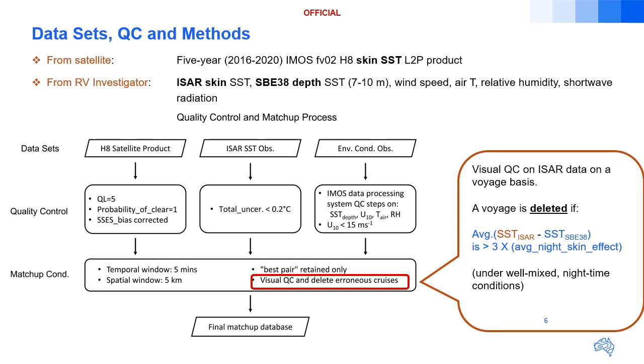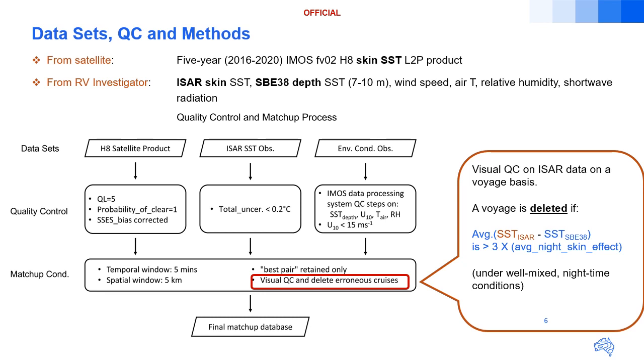Now, after QC, it's time to create the matchup database. Temporal window is set to 5 minutes, spatial window 5 kilometers. In this study, only the best pair is returned. Now, before we get our final matchup database, one more QC step here is to visually quality control the ISAR measurements. We are doing this because we know that for some voyages, the ISAR instrument was not performing very well, and the data can be problematic.